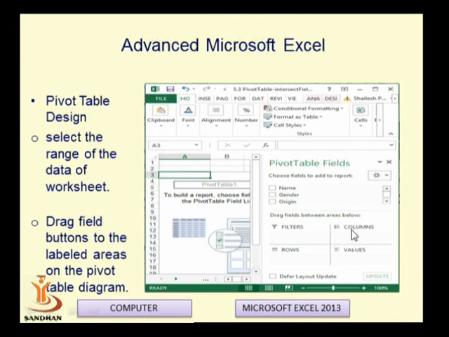The field will be in a column, and if you drag any field into the rows area, then it will show the data of that field in rows. Sigma values will be calculated here. Functions like sum, average, and count can be changed in sigma values. So this is the pivot table design that we can use to make a report.